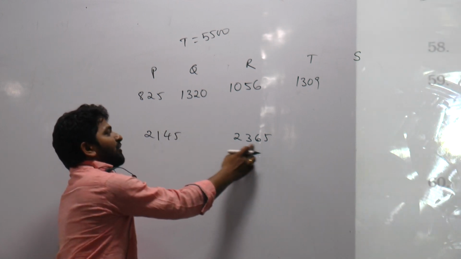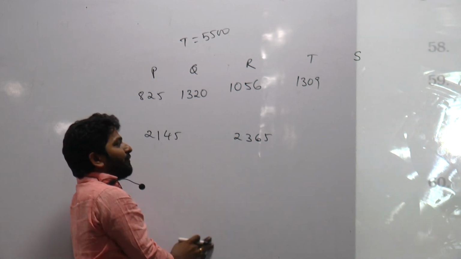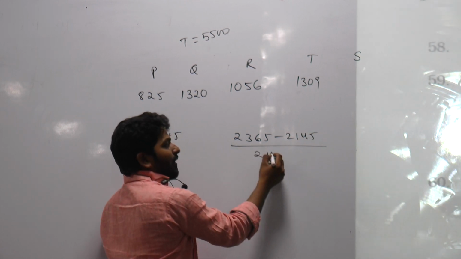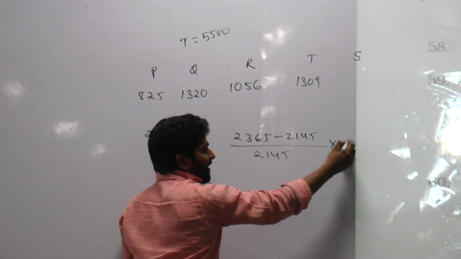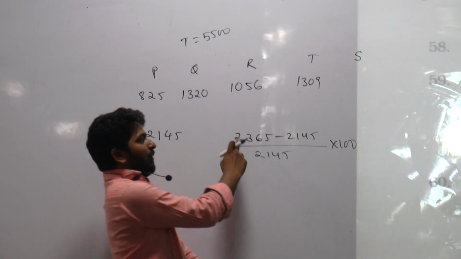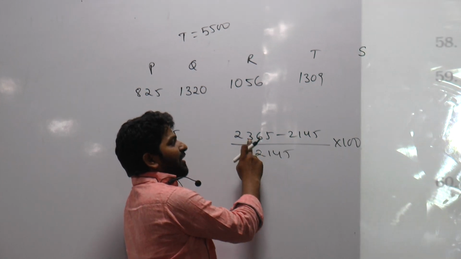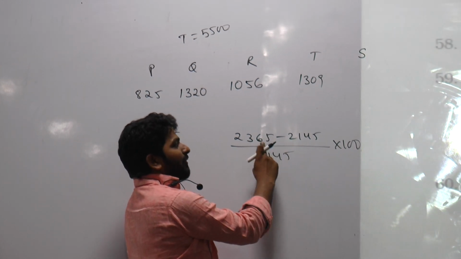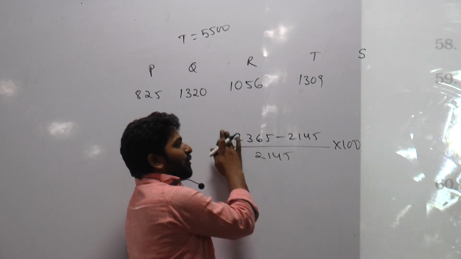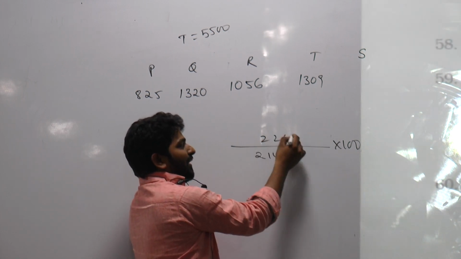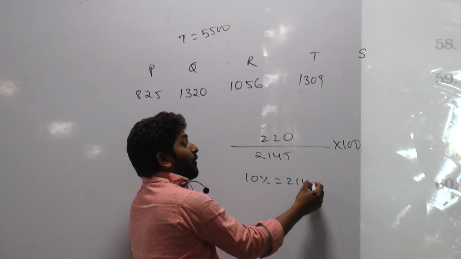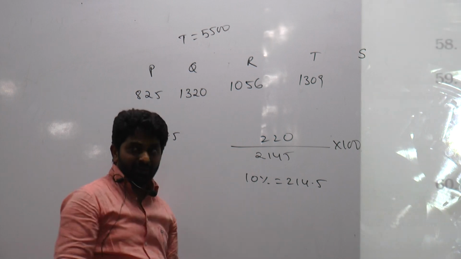2365 is how much more than 2145? Need to subtract 2145, divide by 2145, and multiply by 100. Right? Now, 2000, 2000 cancel. 300 minus 100, 200. 65 minus 45, 20. So total it is 220. 10% of this number? 214.5. Our number is 220.